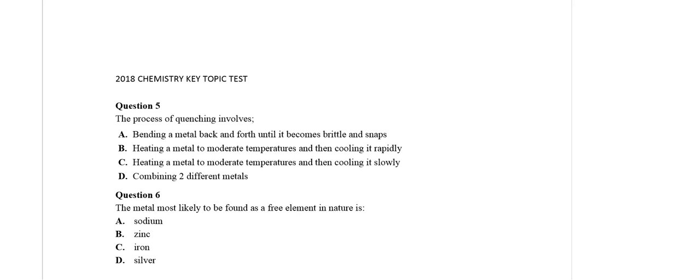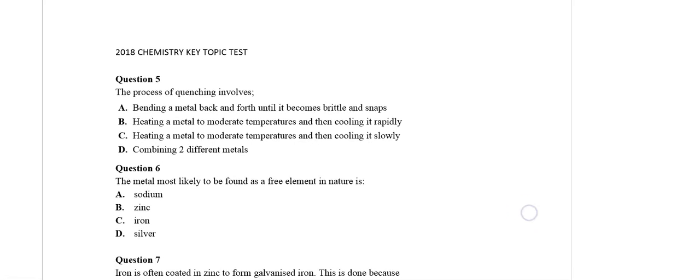So the next question asks about the process of quenching. Now, quenching is one of the forms of heat treatment. That is, it's a way of modifying metals. Now, you need to know the 3 different ways that metals can be modified through heat treatment.